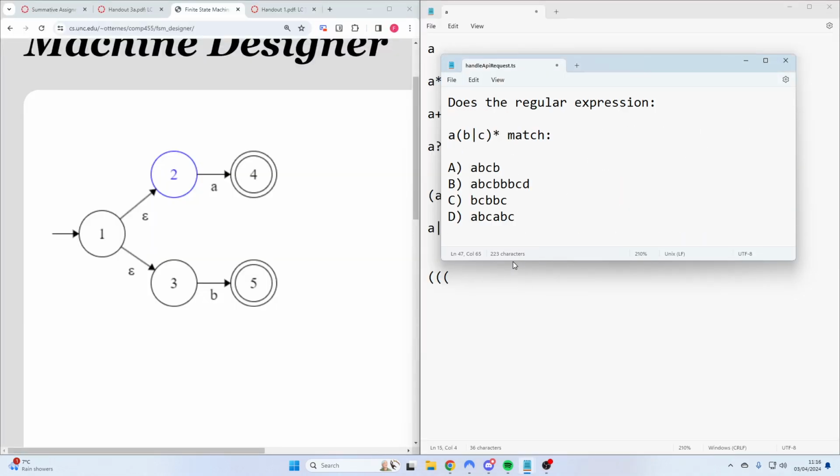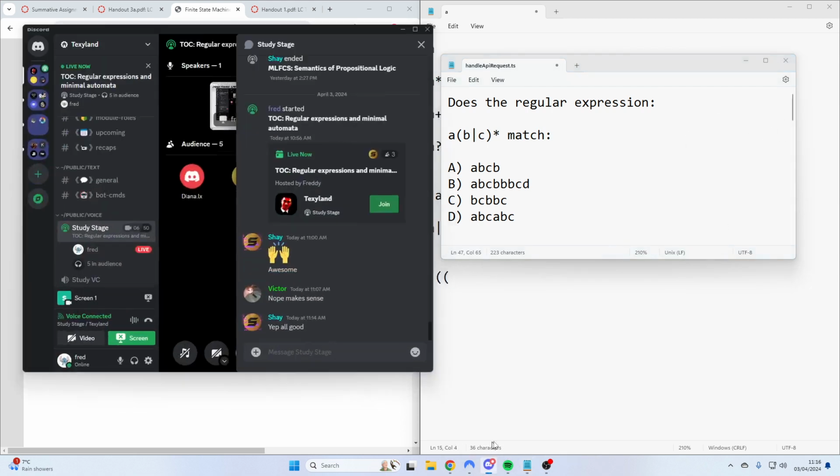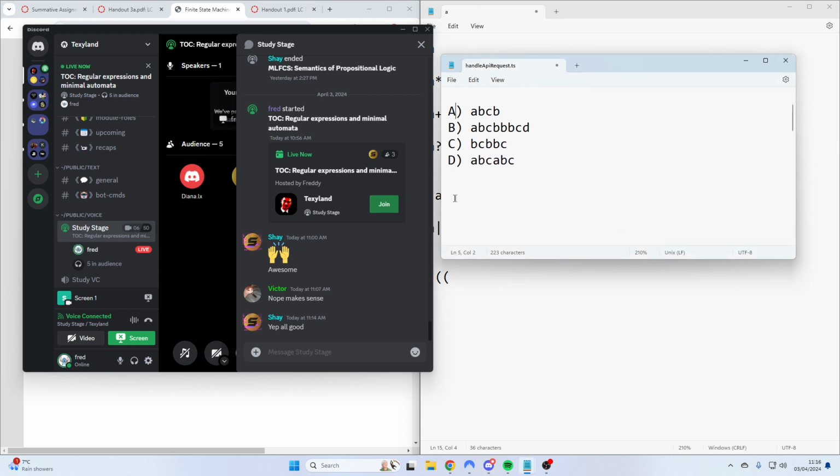Okay. So I think I only wrote 4 or 5 questions, just to finish with. Number 1: we've got A, bracket, B or C, close bracket, star. I want to know, does it match A, B, C, or D?